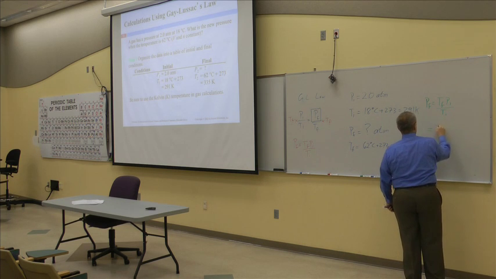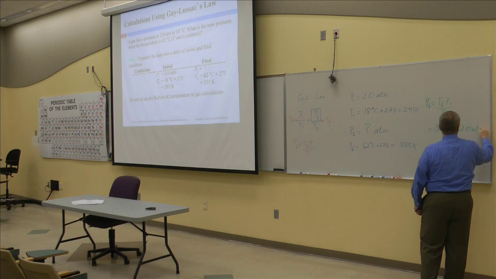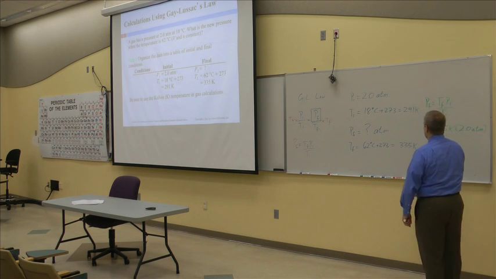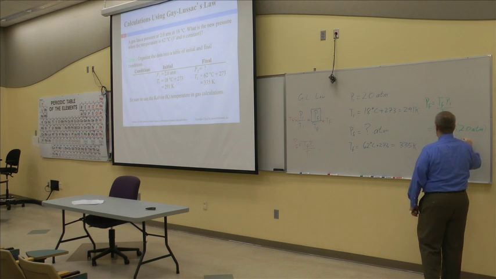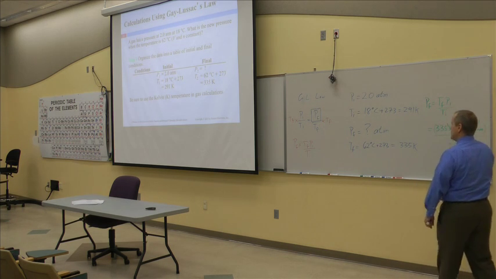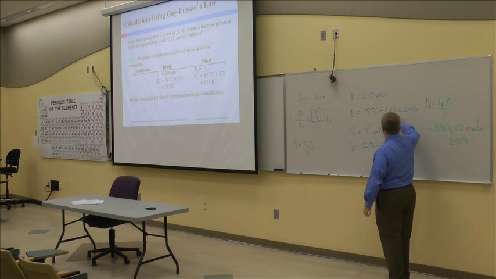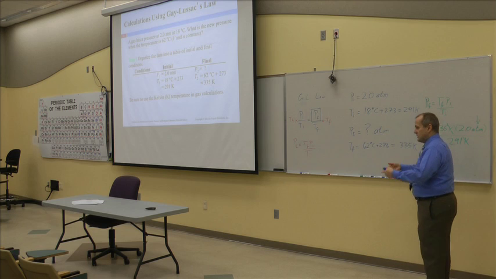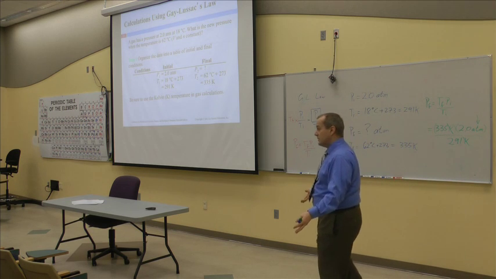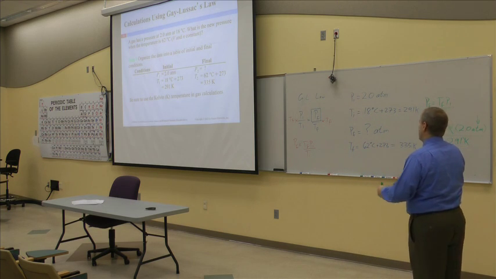Now, Tf, where is it? There it is. 335 Kelvin multiplied by Pi, which is 2.0 atmospheres. All of that is divided by Ti, which is 291 Kelvin. Kelvin cancel, leaving me in atmospheres, which is a pressure unit. So that's good. My units are making sense. Now, we're going from 291 to 335, so we're increasing the temperature. So therefore the pressure should increase. Very good. So if my number comes out smaller than 2, I've made a mistake.